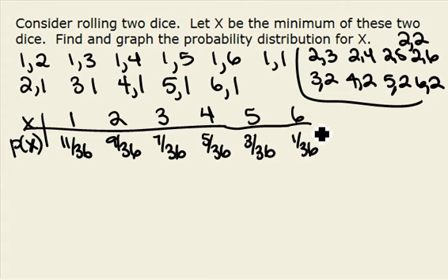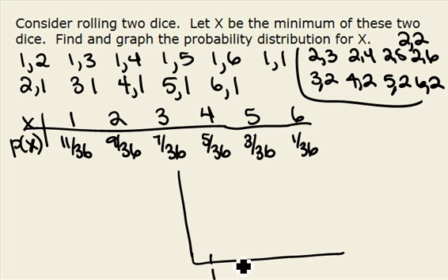And what you want to do is check and make sure those all add up to 1. So if we add up the numerators, 11 plus 9 gives us 20, plus another 7, plus another 5 gives us 32, plus another 3 gives us 35, and then the 1 gives us 36 out of 36, which is a total of 1.